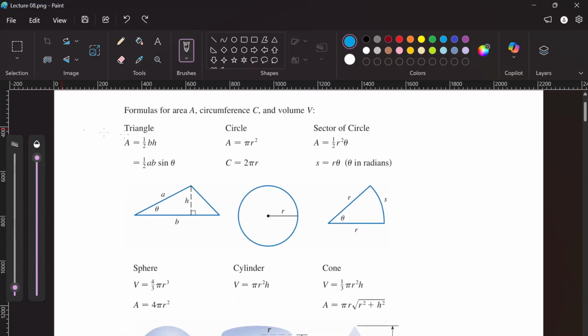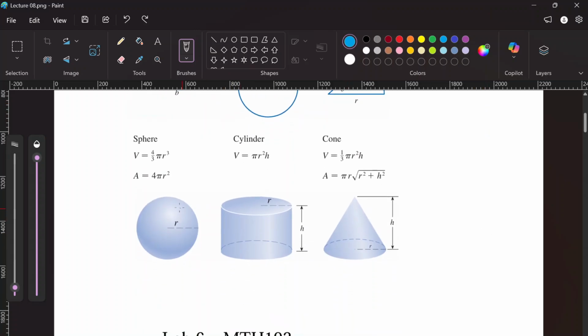For example, area of a triangle, area of circle, area of sector of circle. Of a triangle, it's half BH, half times base times height. Circle, A equals pi r squared. R is the radius. For sector of circle, half r squared theta. Theta is the angle here, okay? You also have volume of a sphere, volume of cylinder, cone, these things. You will need some of these.